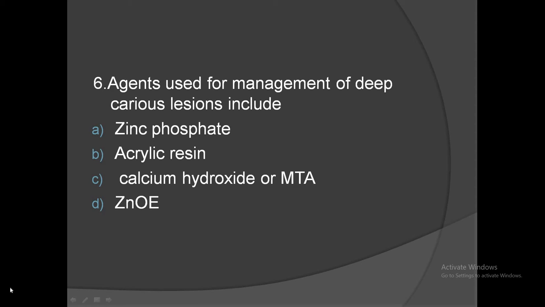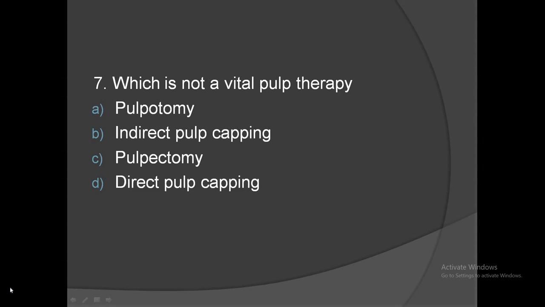Then the agents used for the management of deep carious lesion include zinc phosphate, acrylic resin, calcium hydroxide or MTA, or zinc oxide eugenol. Just write down the most appropriate answer. Which is not a vital pulp therapy? Pulpotomy, indirect pulp capping, pulpectomy, or direct pulp capping.